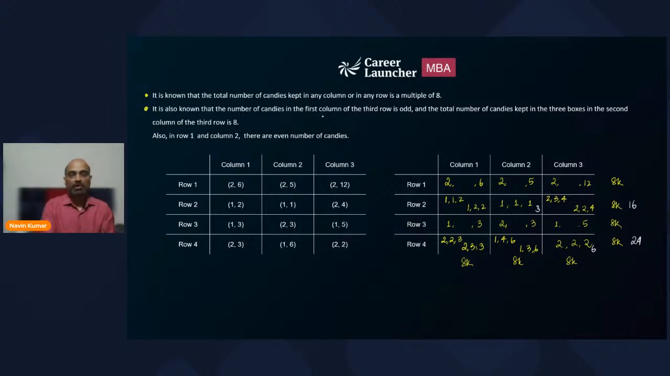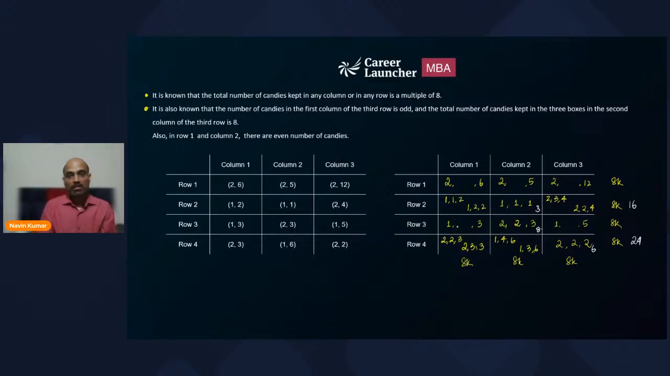It is known that the number of candies in the first column of the third row is odd. So the total number of candies we are supposed to have here is odd. And the total number of candies kept in the 3 boxes in the second column of the third row is 8. So this is 8. That is known. So this will limit our total cases that we will write. If this is 8, this is going to be 8 only when we have a 2 here, right?